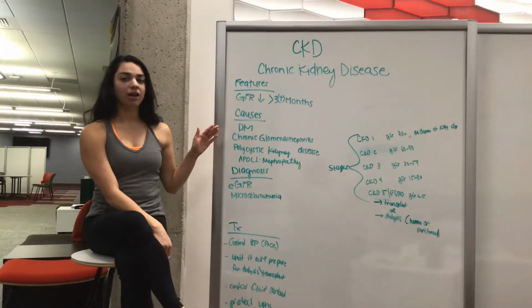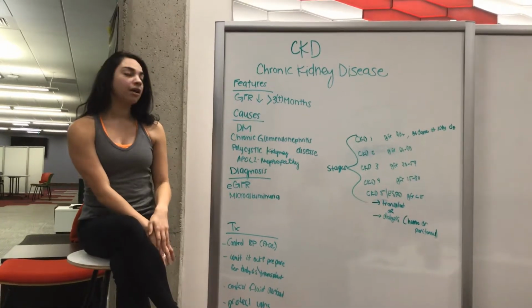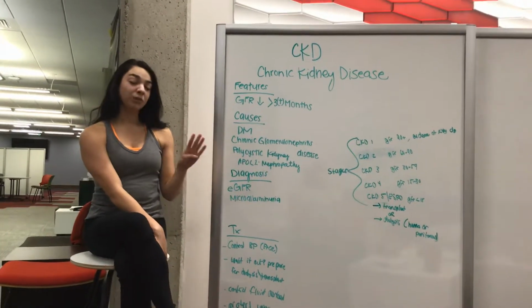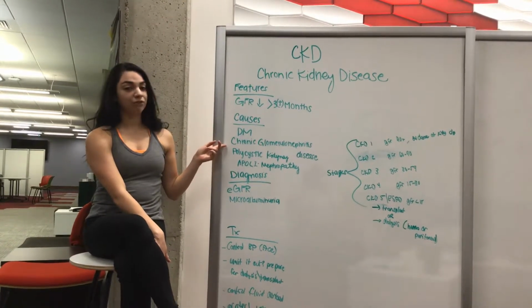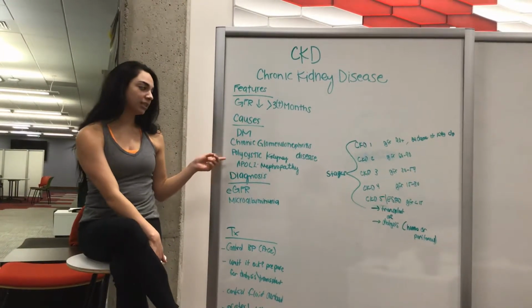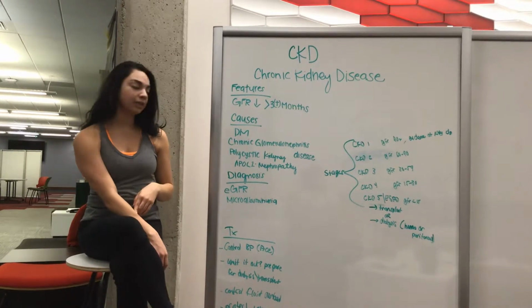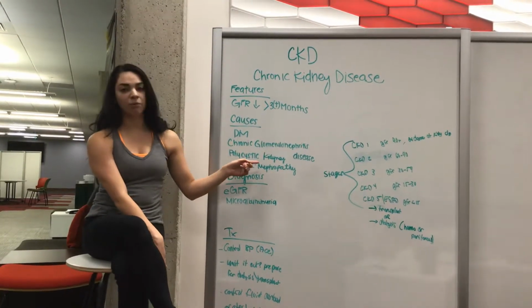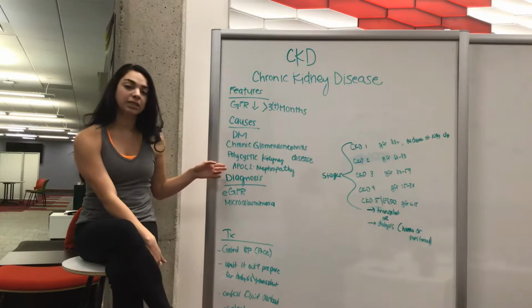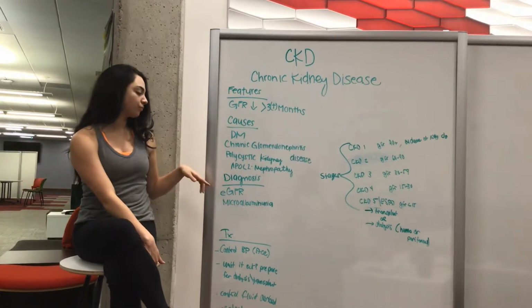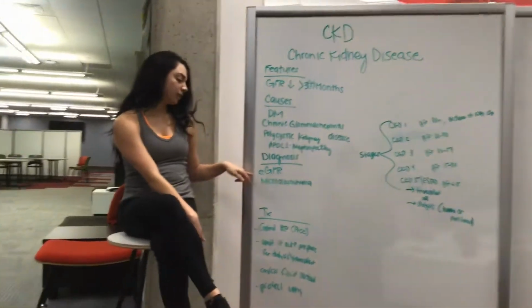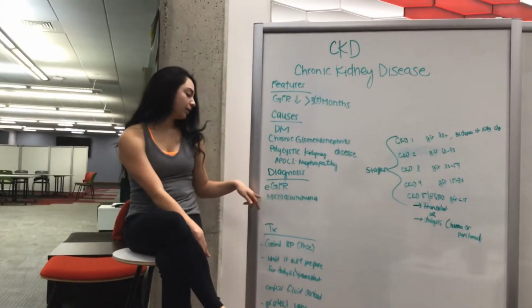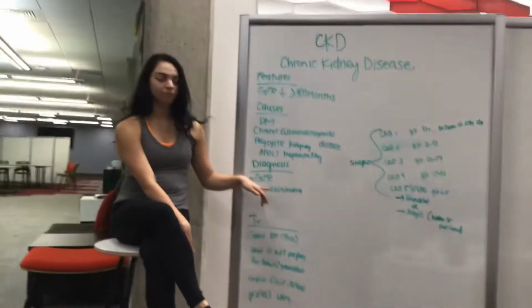So moving down to the causes of chronic kidney disease, there are going to be 4 main ones. So we have diabetes mellitus, chronic glomerulonephrotic disease, polycystic kidney disease or PKD, and APOL1 nephropathy, which is hypertension, and this is typically seen in African American men. Moving down to diagnosis, the big things are going to be that GFR as well as microalbuminemia.